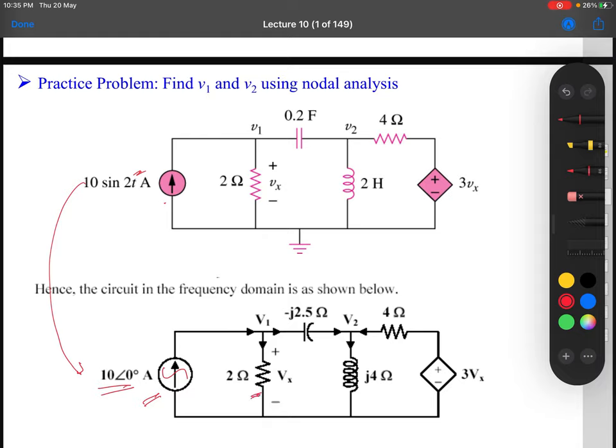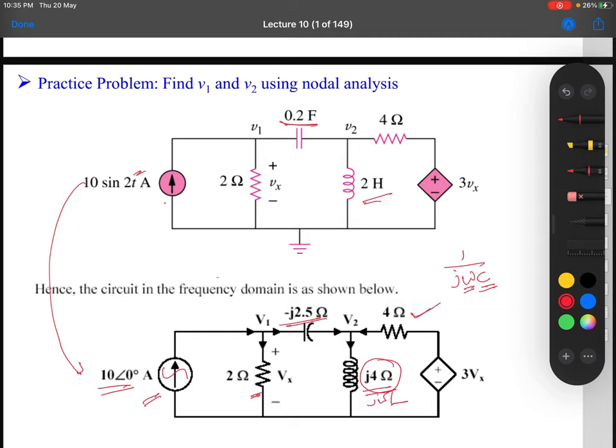Then this is 2 ohms resistance. Then this is 0.2 farad. So it is a capacitor, and capacitor becomes 1 upon j omega c. So omega is 2, c is known, and accordingly we'll calculate. You'll get this j 2.5 ohms. Similarly, here you multiply j omega L. So that is what you get, j 4 ohms.